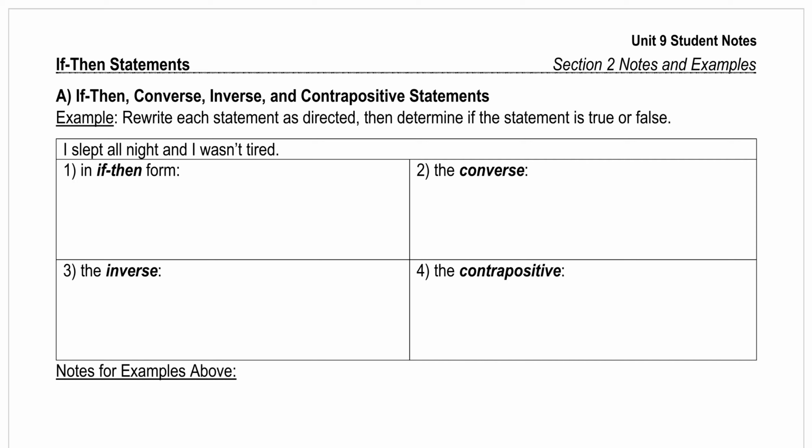Okay, Unit 9, Section 2. If-then statements. Okay, so this is more logic, reasoning stuff. So we're going to talk about if-then, converse, inverse, and contrapositive. So we want to rewrite each statement as directed and then determine if the statement is true or false.